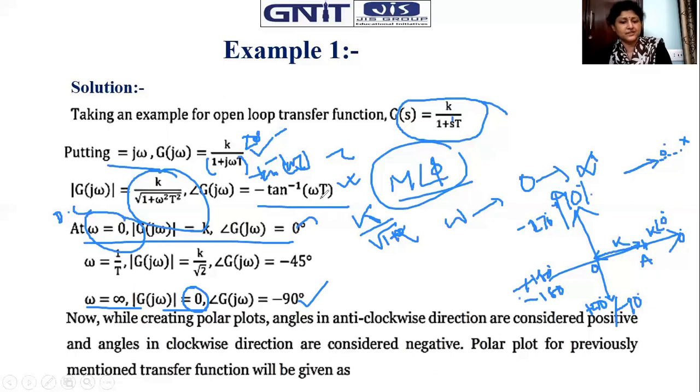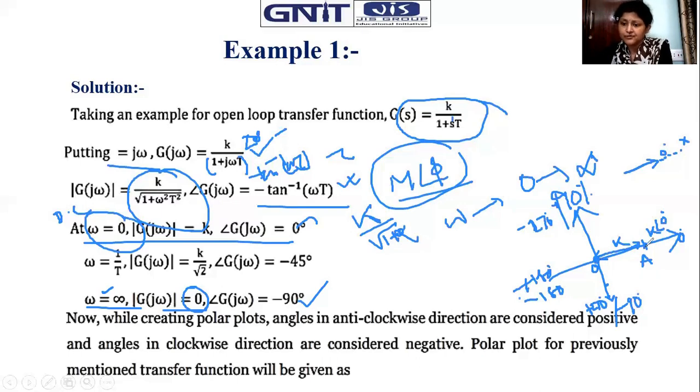So minus 90 degrees is the final angle. At the final frequency we are considering, that is infinite omega range, the magnitude we found is 0 and the angle is minus 90. So how do we get that point? It is minus 90, so it is aligned with minus 90. And what is the magnitude we found? That is 0. 0 means it basically merges into the origin.